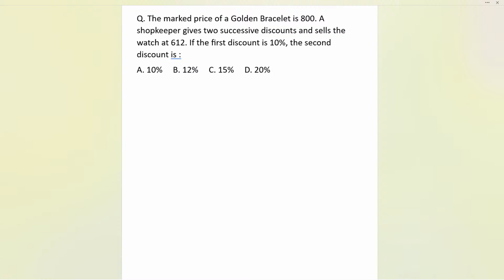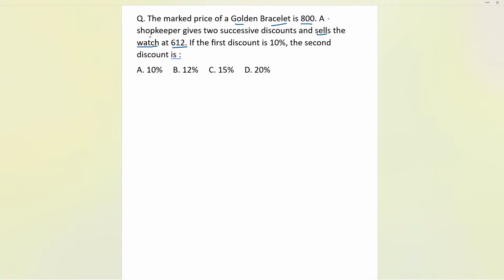I appreciate that. Now, the question is, marked price of the golden bracelet. Suppose you gifted a golden bracelet to somebody, and now that costs only 800 rupees, suppose it is 20 years back. A shopkeeper gives 2 successive discounts and sells it at... I basically forgot to change the name over here. It is the bracelet only, let us not consider watch.